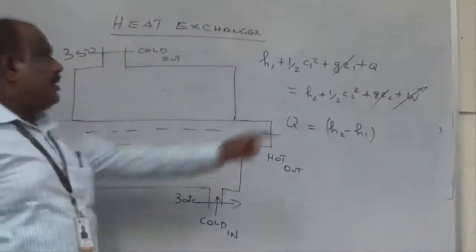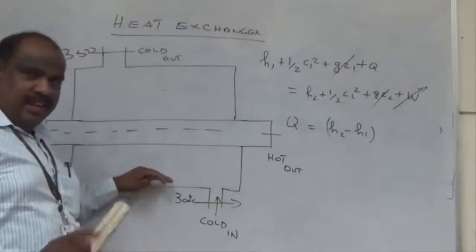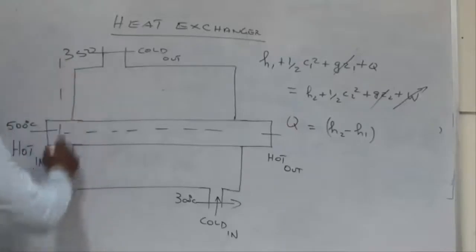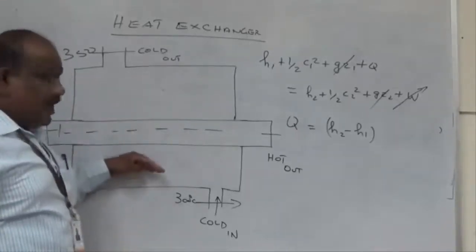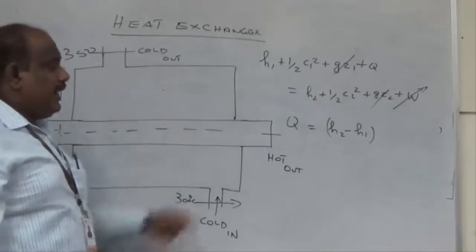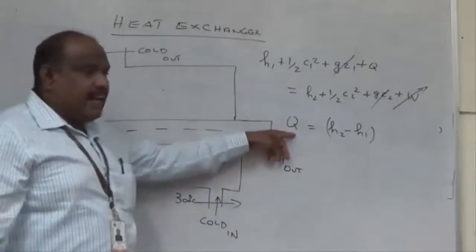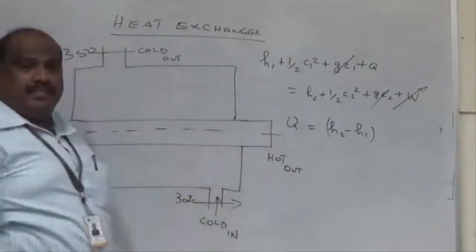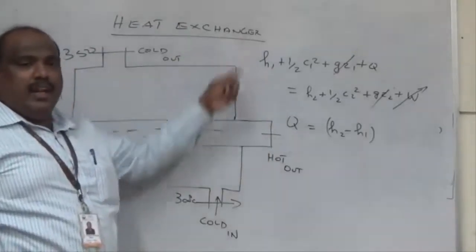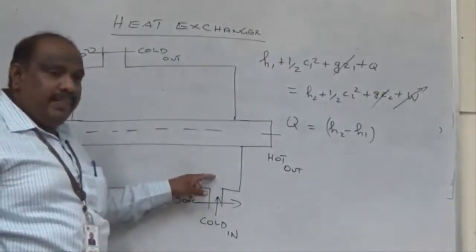Here the heat transfer I am talking about is not from the system to the surrounding or from the surrounding to the system. Once again, I am not talking about the heat loss. So far we have used this Q for the heat loss from the system to the surrounding or from the surrounding to the system. But here I am talking about the heat transfer which is happening between these two fluids. That is the use of the heat exchanger. What is the heat exchanger? It should exchange heat between two fluids. The heat lost by one fluid should be absorbed by the other fluid.